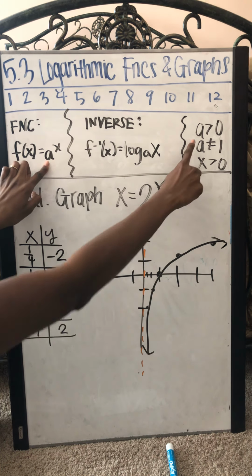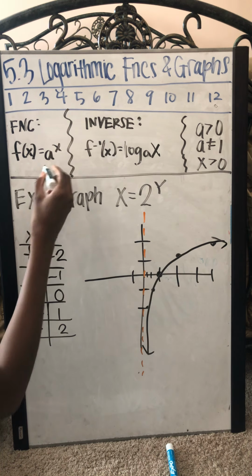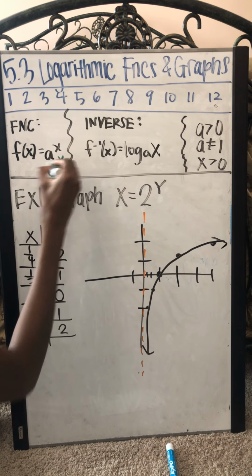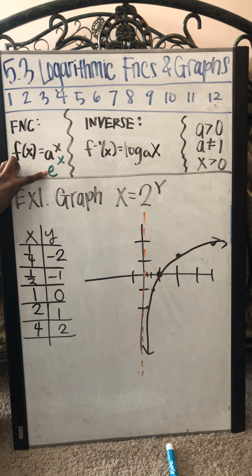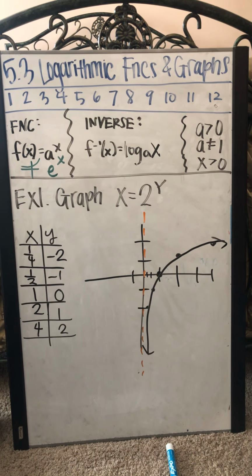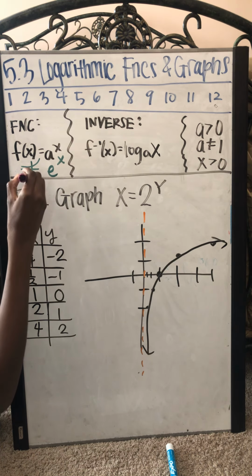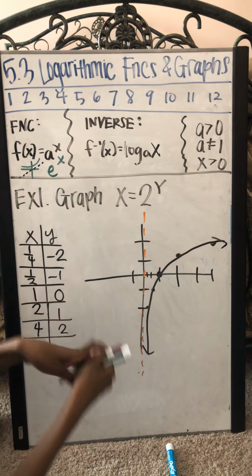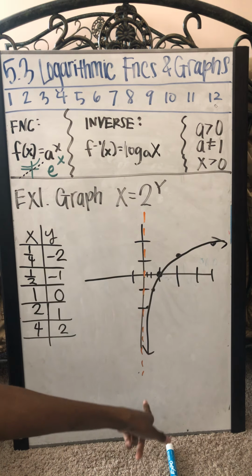Our a right here has to be positive. Remember, in e to the x, e is just a number. It's 2 point whatever that goes on for infinity. And we know that e looks like the start of a cursive e. So if this is the graph of e to the x, and the inverse always flips over that y equals x line, we know that it's always going to make this type of shape.